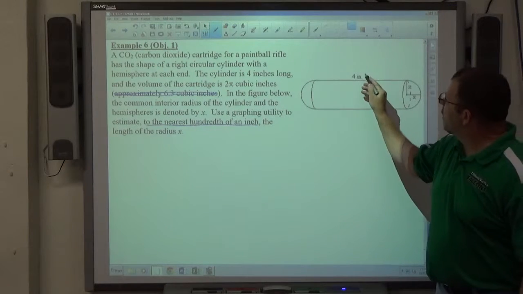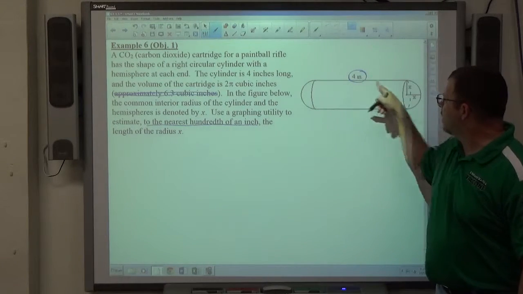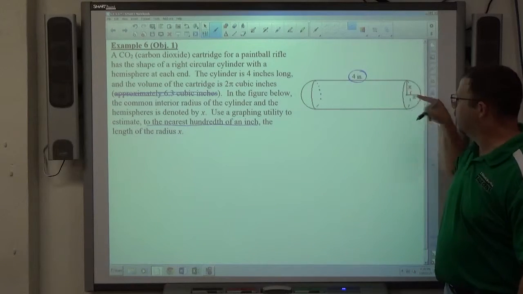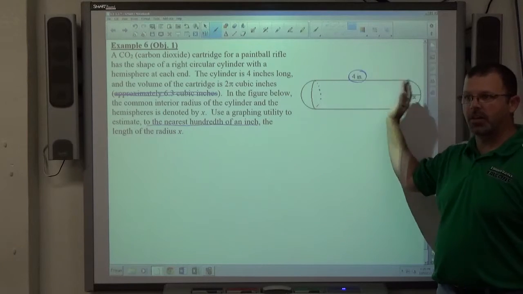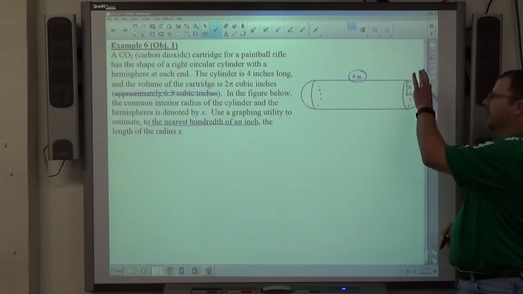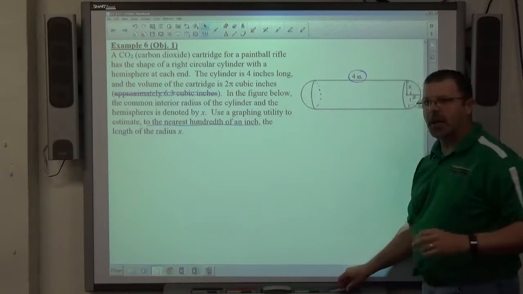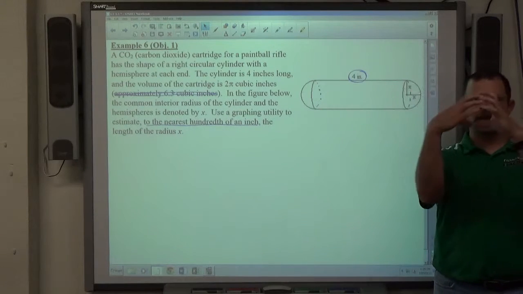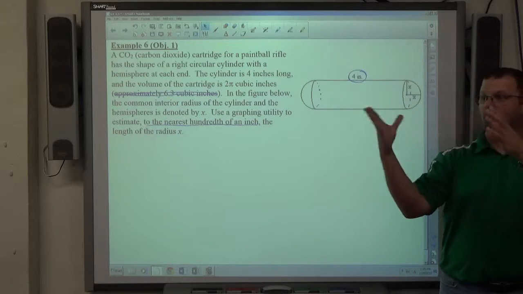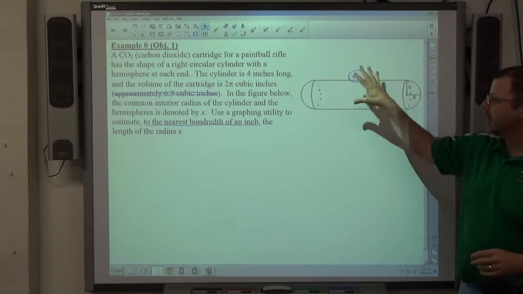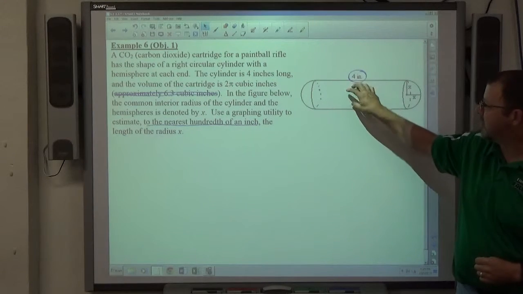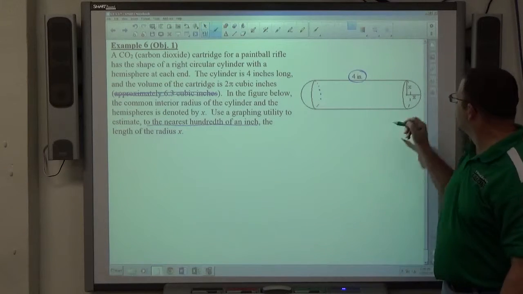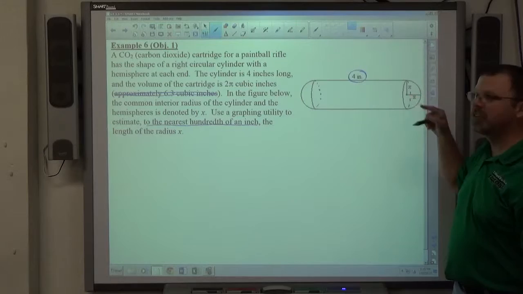So anyway, we've got 4 inches as the length of this, and you can imagine there's a circle here and a circle here that are the bases of the cylinder in the center. Then you have a hemisphere over here and a hemisphere over here. A hemisphere is half a sphere. So take half a sphere and stick them together. What do you get? A whole sphere, right? So what we're looking at here for this entire picture is a cylinder and a whole sphere put together. In both cases, the radius of the circles or the spheres is x.